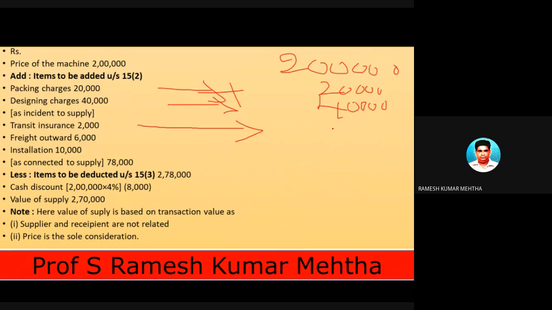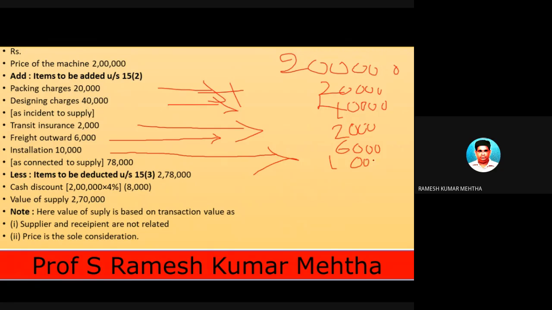Transit insurance: we have to compulsorily insure the product and its transportation, so that should be added. Freight outwards: the transportation cost incurred to see that the end product reaches the customer is included. And installation charges incurred by the manufacturer have to be included. So now we come to know that the real price is 2,78,000.